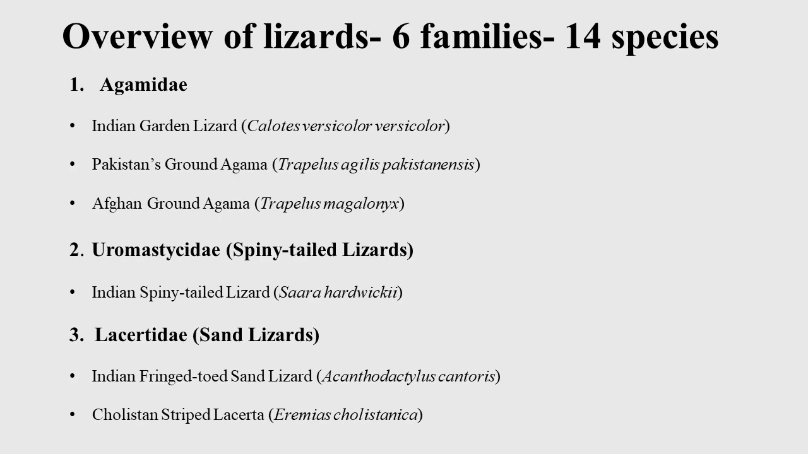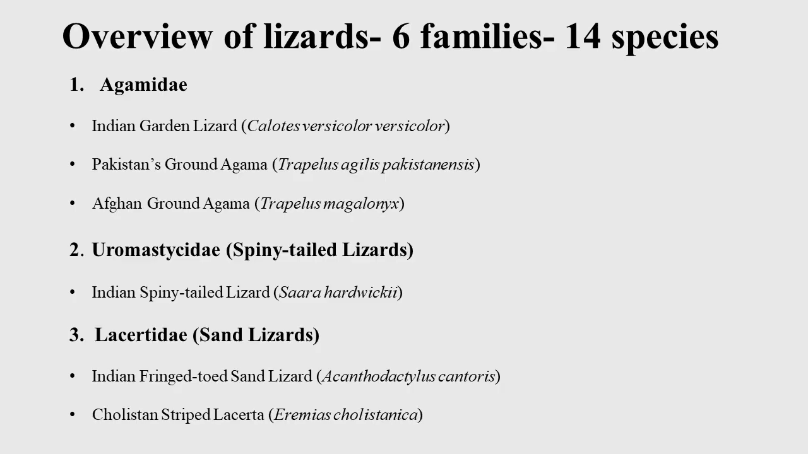Overview of the lizards found in the Cholistan desert, including 6 families and 14 species. The first family is Agamidae: Indian garden lizard, Pakistan ground agama, Afghan ground agama. 3 species of this family are found in Cholistan desert, Pakistan.